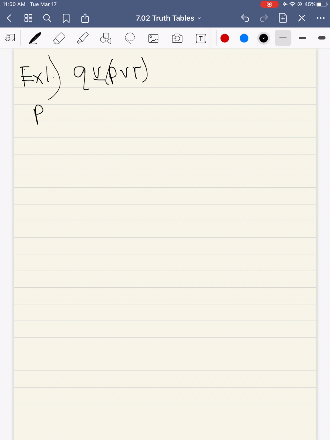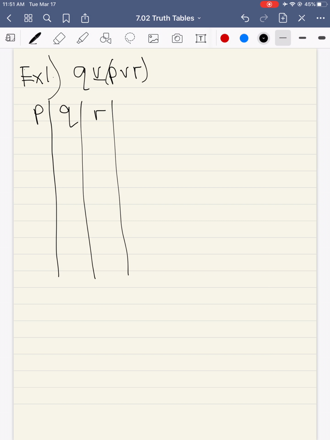So let's start with P, then Q, and R. And then whatever statements you have in parentheses, you want to put them on their own. So since we have P or R in parentheses, we want to make that its own column. So P or R. Then if we don't have any other quantities in parentheses, then we can just write the rest of the statement. So Q exclusive or P or R.